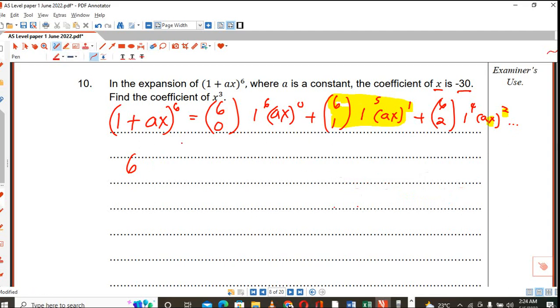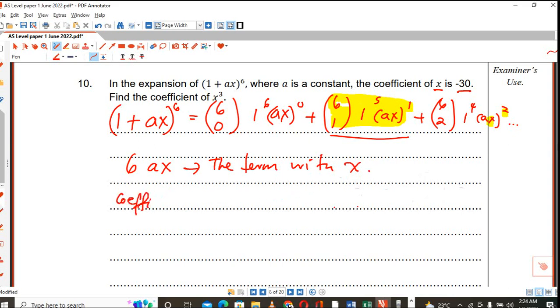Otherwise, just use your calculator, or check my previous videos on the factorial. So that is 6ax. If I look at this term, I'm going to get 6ax as an answer. So this is the only one that's going to have a coefficient of x. So this is the term with x.